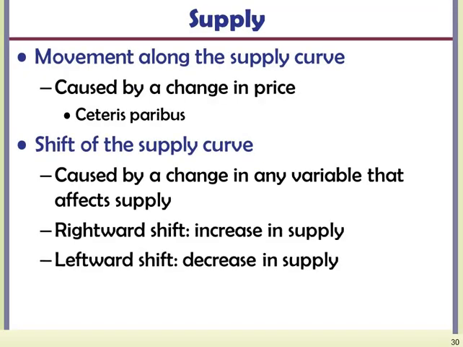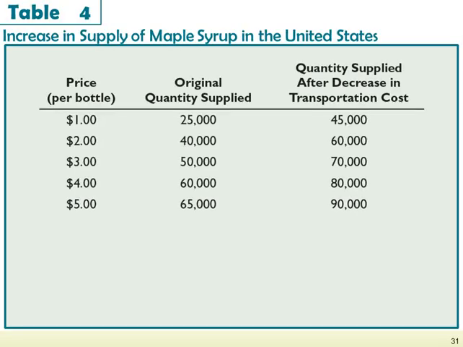Alright, so what is happening with the movement of the supply curve? So, caused by the change in price. So, like what I've said, everything is ceteris paribus, dependent on the prices. So, shift of the supply curve is caused by the change in any variable that affects supply. So, kapag po ang shift ay pumunta ng rightward, meaning to say, tumataas po yung ating supply. But, if the shift is going to the leftward, meaning to say, our supply will decrease. Alright.